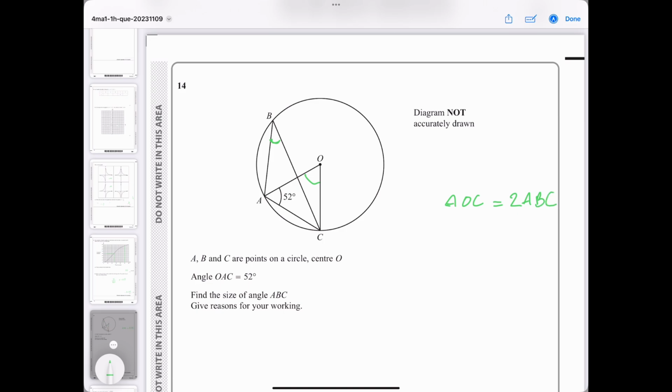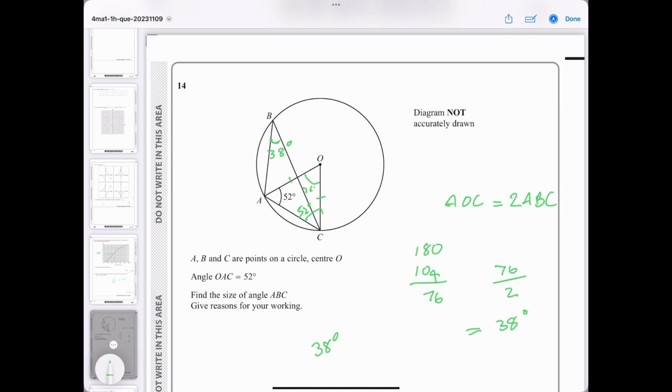We also know that this and this are the same because it's an isosceles triangle. We know this because radii are the same, because a circle goes the same way all the way around. So that's 52, because the base angles of an isosceles triangle are 52. So 180 minus 52 times 2, which is 104, is 76. And if that's 76, half of 76 equals 38 degrees. So that means ABC is 38 degrees.